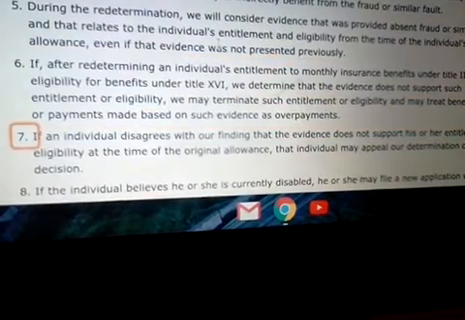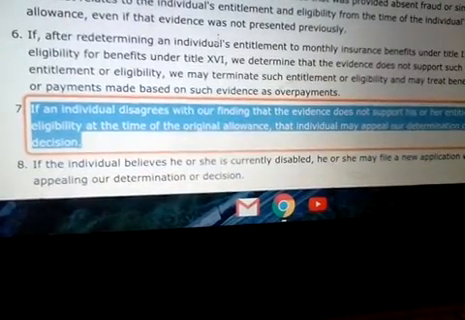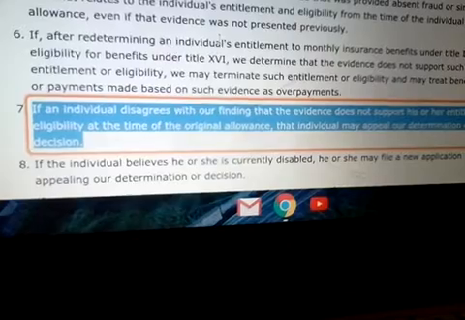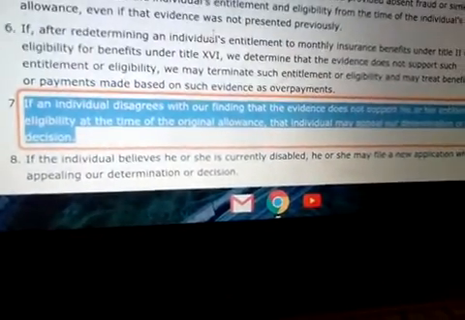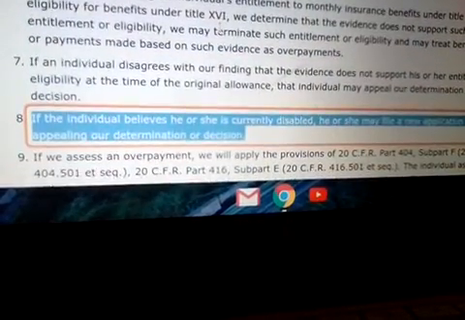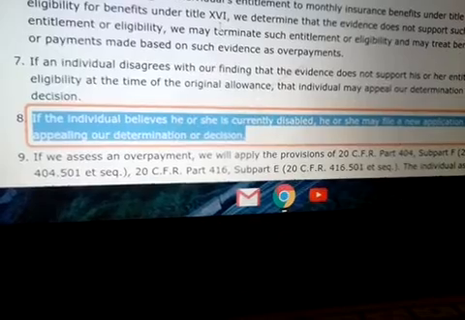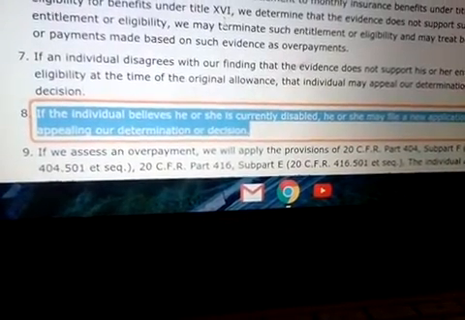7. If an individual disagrees with our finding that the evidence does not support his or her entitlement or eligibility at the time of the original allowance, that individual may appeal our determination or decision. 8. If the individual believes he or she is currently disabled, he or she may file a new application while appealing our determination or decision.